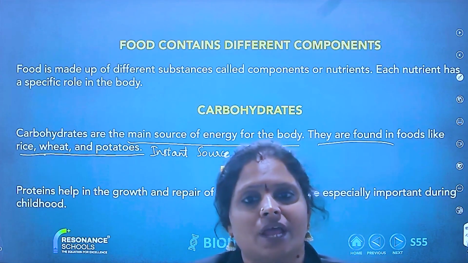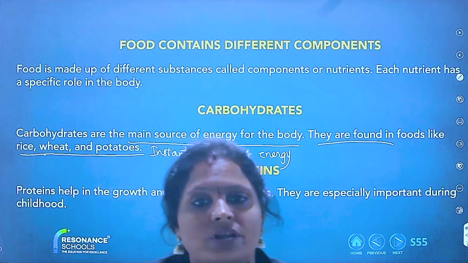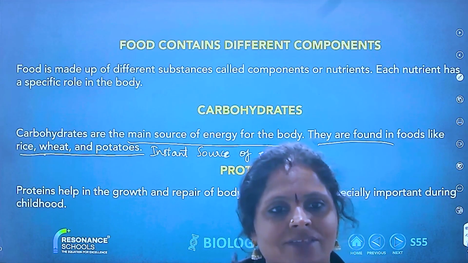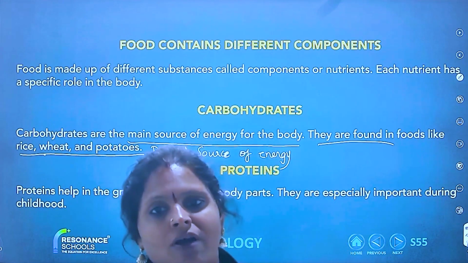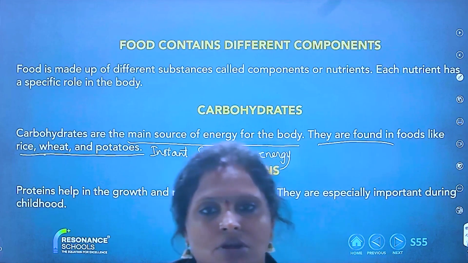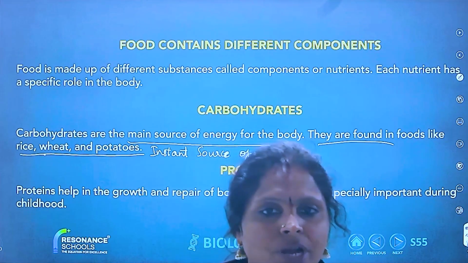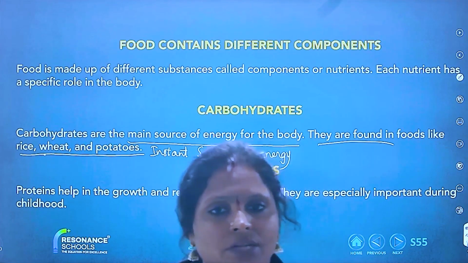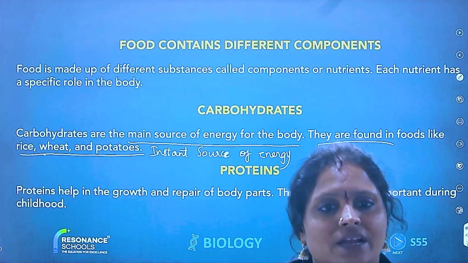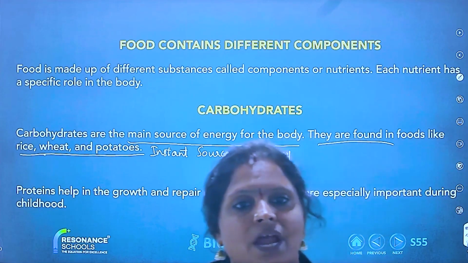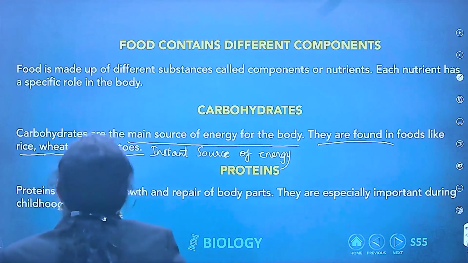They are found in foods like rice, wheat, potatoes. Don't eat raw rice. You have to cook the rice and then eat. Wheat, we can make upma, and even chapatis and rotis. And potatoes, don't eat raw potato, eat boiled potatoes. Don't eat too many fried potatoes either, that is also not good. Rice, wheat and potatoes. Okay. So next, the instant source of energy is carbohydrates.